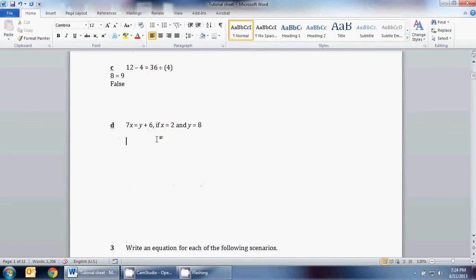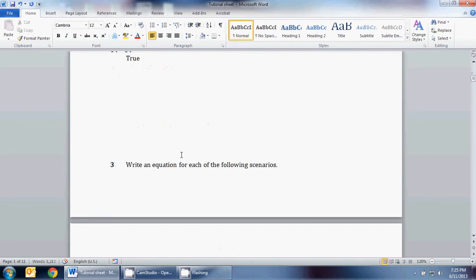Okay. This is another one where we have to substitute. So it says x equals 2. So our 7x turns into 7 times 2. And it says that y equals 8. So we substitute our y for the 8. So 7 times 2 is 14. And 8 plus 6 is also 14. So this one is also true.